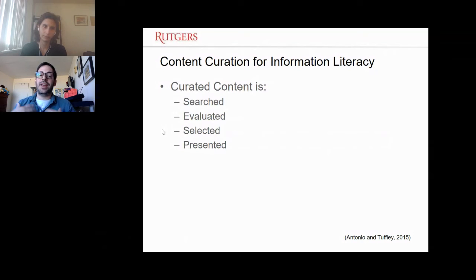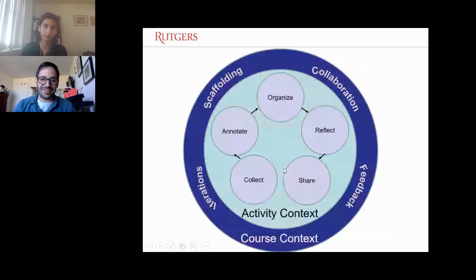So organizing it, contextualizing it, and sharing it with whoever needs to see it. So that's sort of where we are. We can move to the next slide.